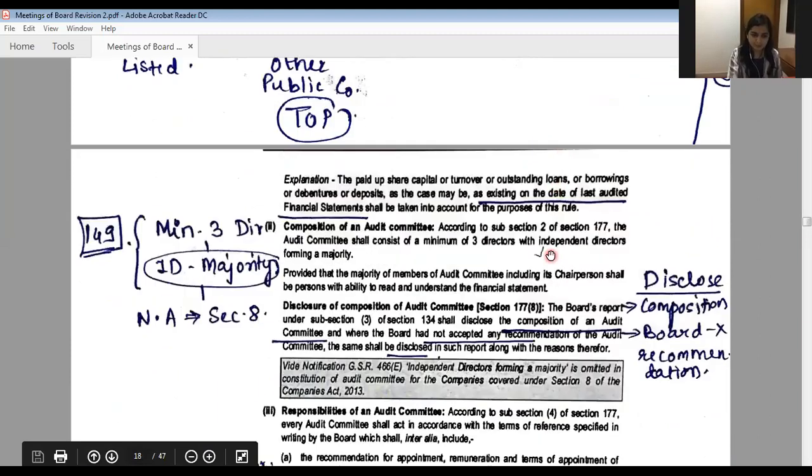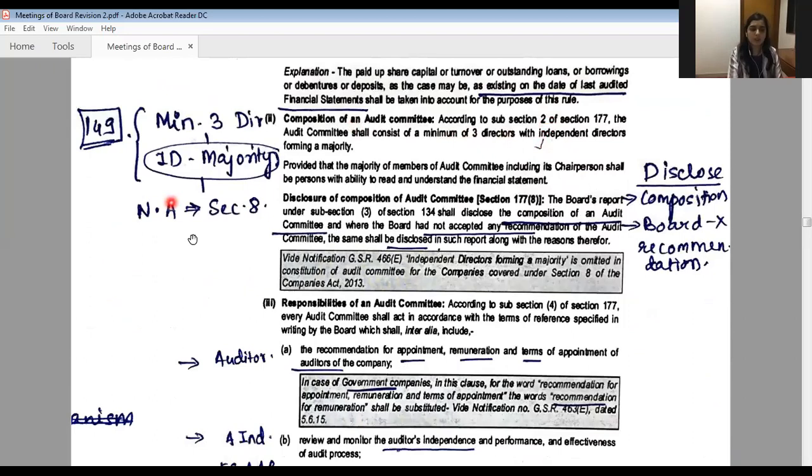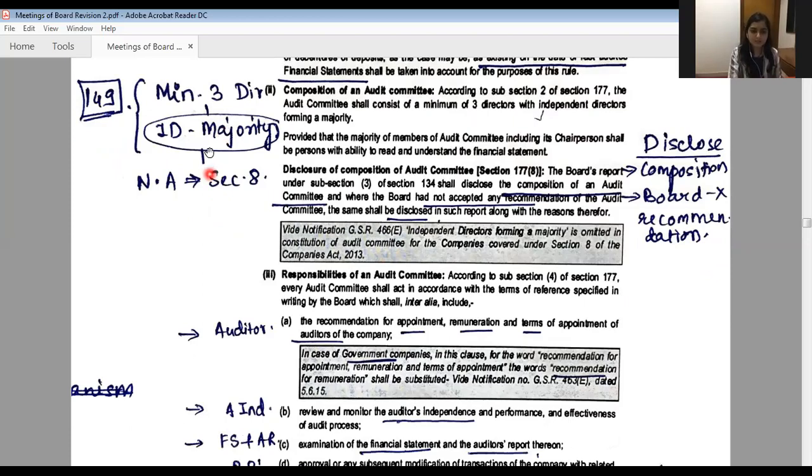Now, first, what is the composition of audit committee? Minimum 3 directors, with independent directors forming the majority. This point we have seen in section 149. The requirement that independent directors form the majority is not applicable to Section 8 companies. Disclosure of the composition of audit committee shall be made in the board report. And in case the board has not accepted any recommendation of the audit committee, then the same shall be disclosed.